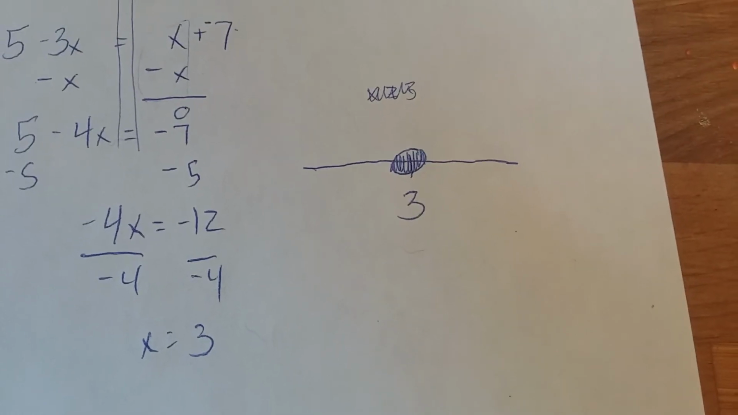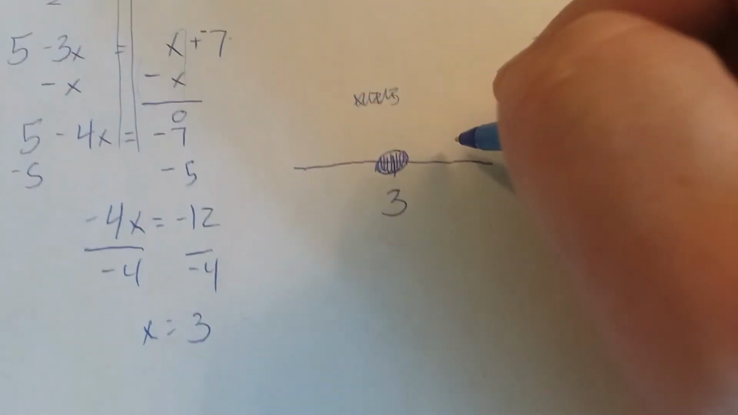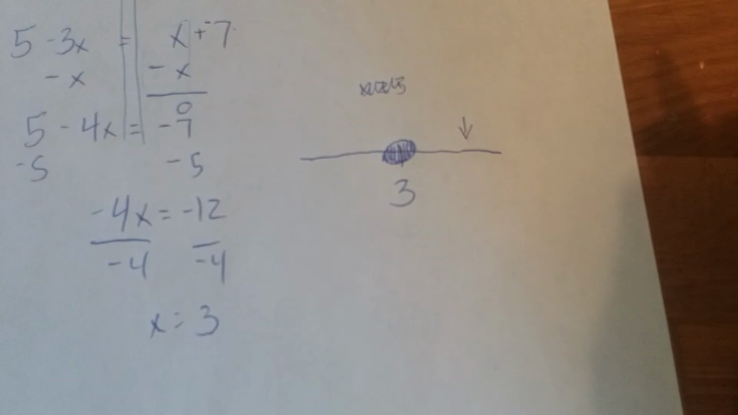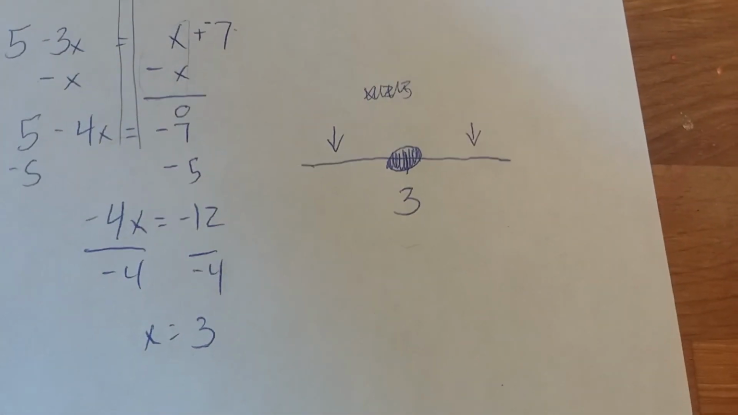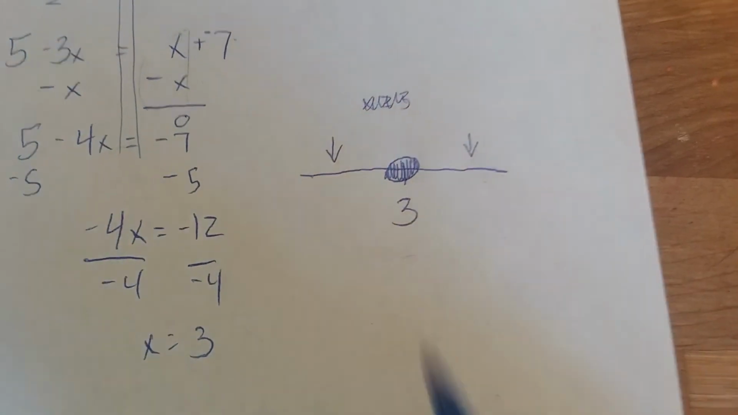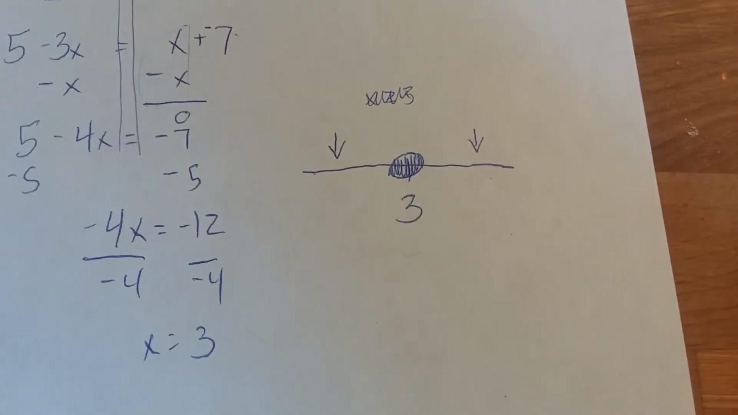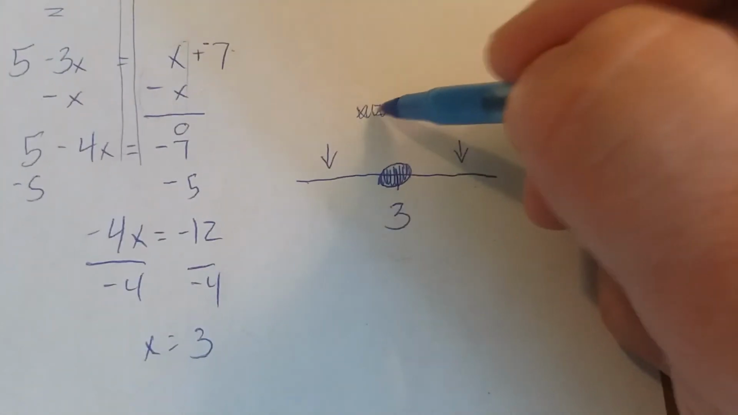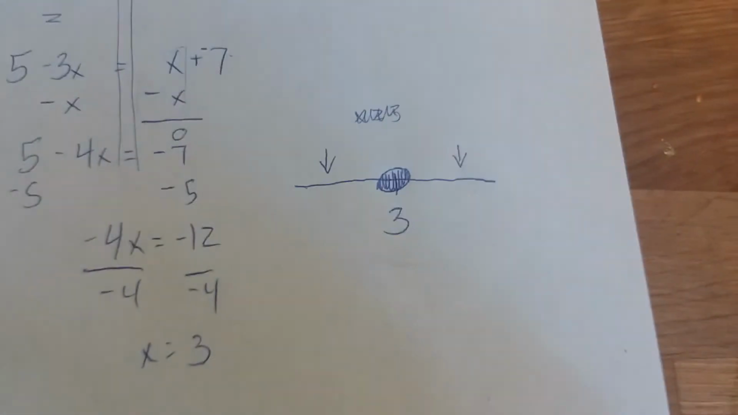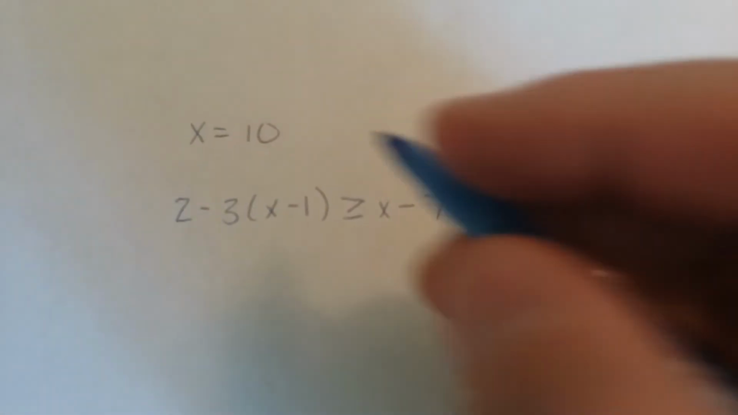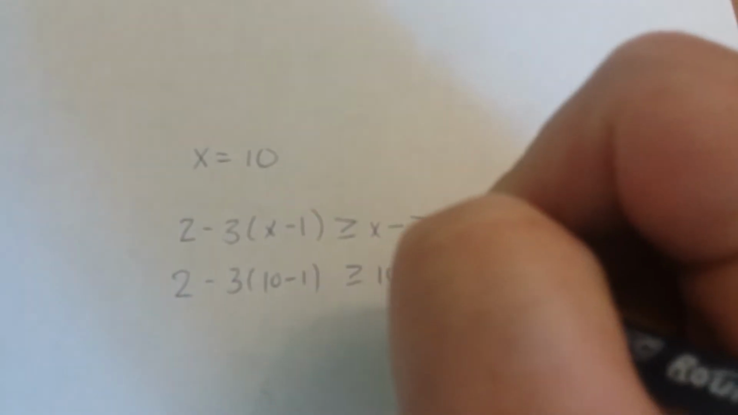So my favorite strategy is just to test. There are the right side of the boundary and the left side of the boundary. There are two sides. One side has answers and one side does not. So if you thought that the final answer was x is greater than 3, that'd be numbers like 10. So what I'm going to do is take the number 10 and plug it into the original inequality. So 2 minus 3 times 10 minus 1 is greater than or equal to 10 minus 7.